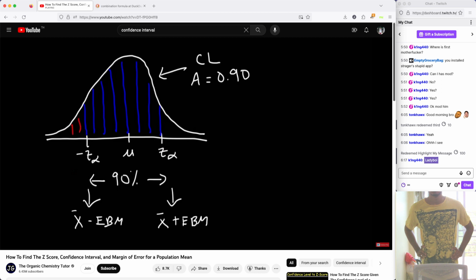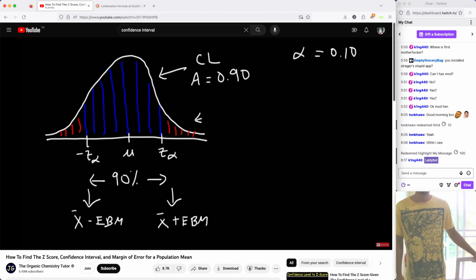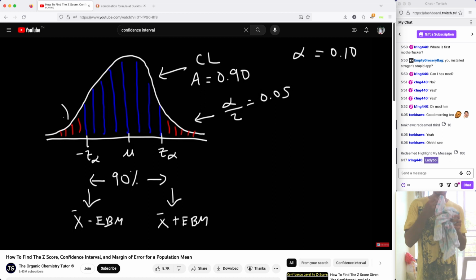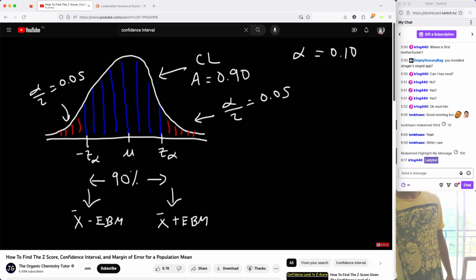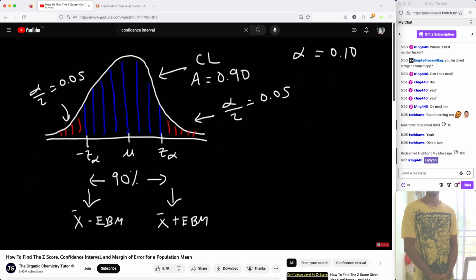Now outside of that, we have the area shaded in red. So we said that alpha is 10%. So to the right, this is going to be alpha over 2. That's going to be 5%. And to the left, that's also alpha divided by 2. That's also 5%. So alpha is the area under the curve outside of the confidence interval, whereas the confidence level is the area under the curve within the confidence interval.